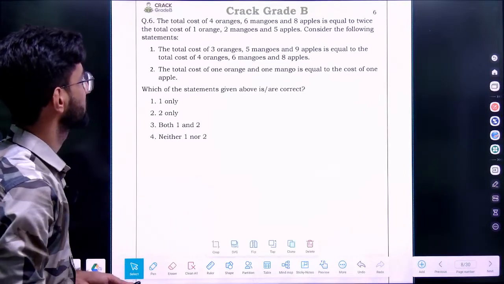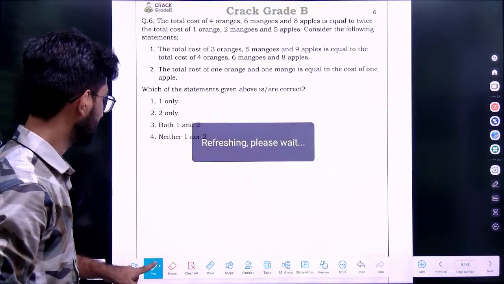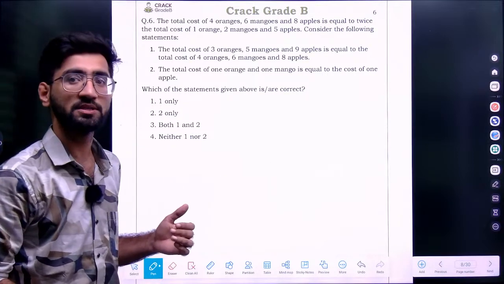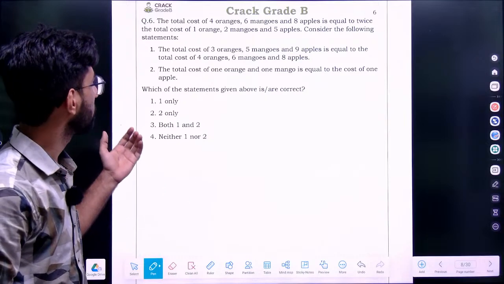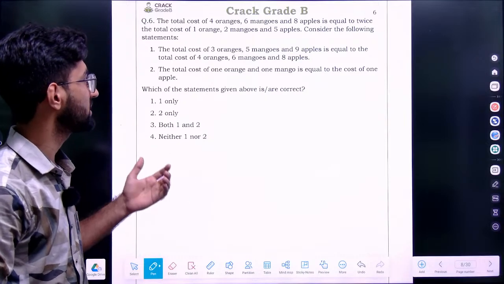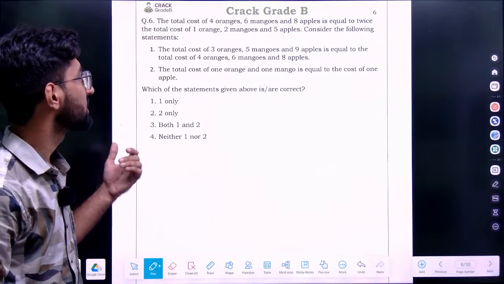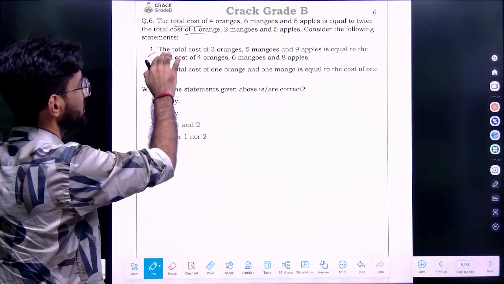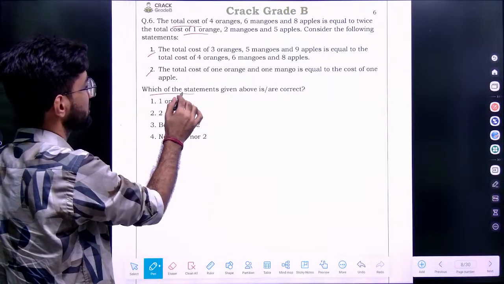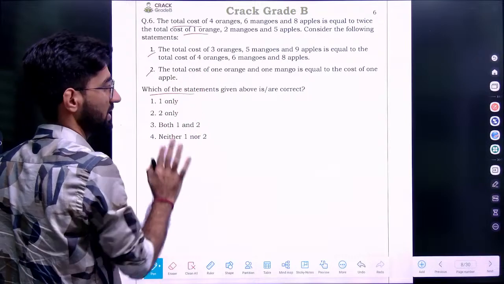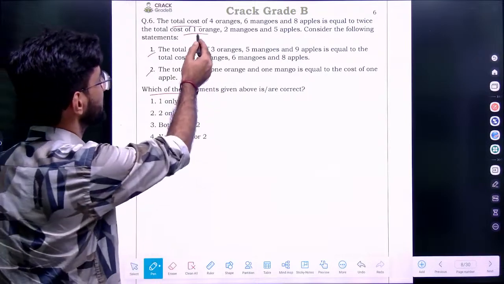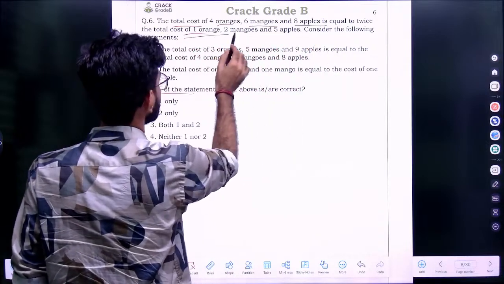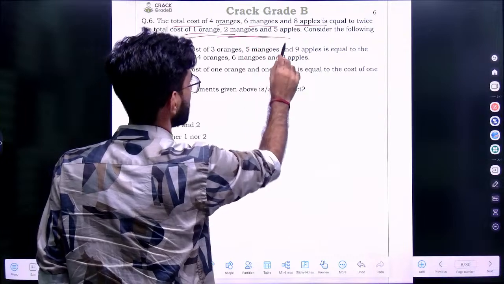Now let us look at question number 6. It is given that the total cost of 4 oranges, 6 mangoes and 8 apples is equal to twice the total cost of 1 orange, 2 mangoes and 5 apples. Consider the following statements. We have to find which of these statements is correct. So it is given that the total cost of 4 oranges, 6 mangoes and 8 apples is equal to twice the total cost of 1 orange, 2 mangoes and 5 apples.